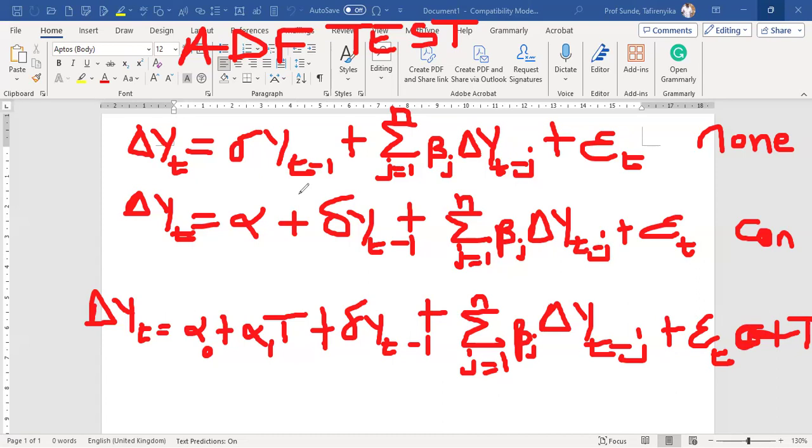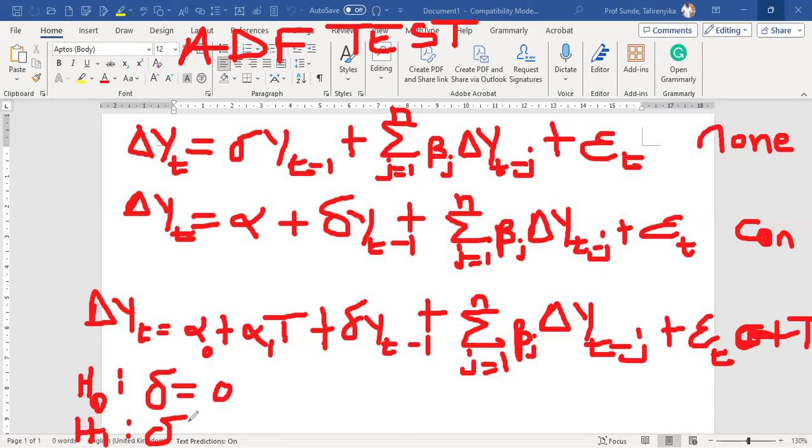And once again, the null hypothesis is the same as the one that we had for the Dickey-Fuller equation, where we said H0, our null hypothesis, sigma is equal to zero. And the alternative hypothesis is that sigma is less than zero.